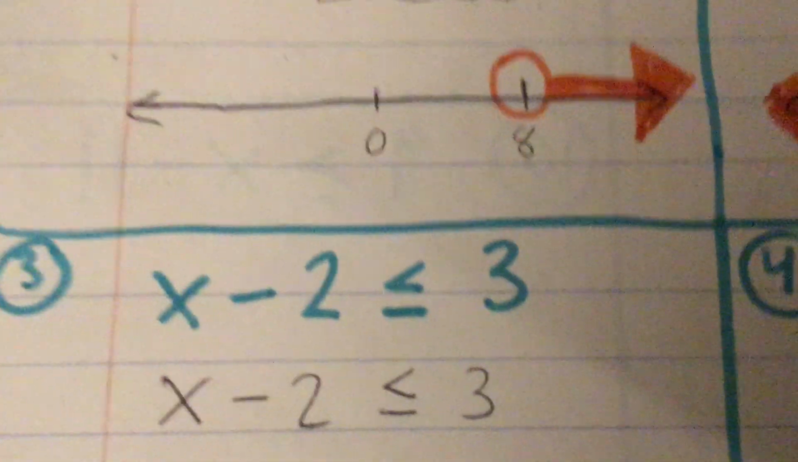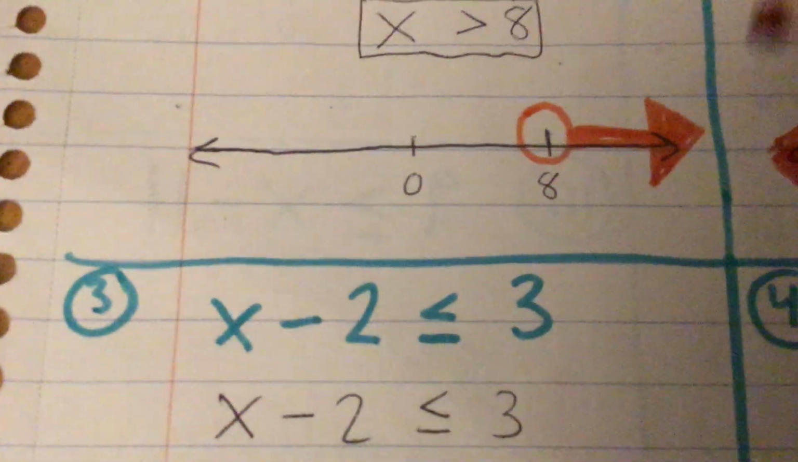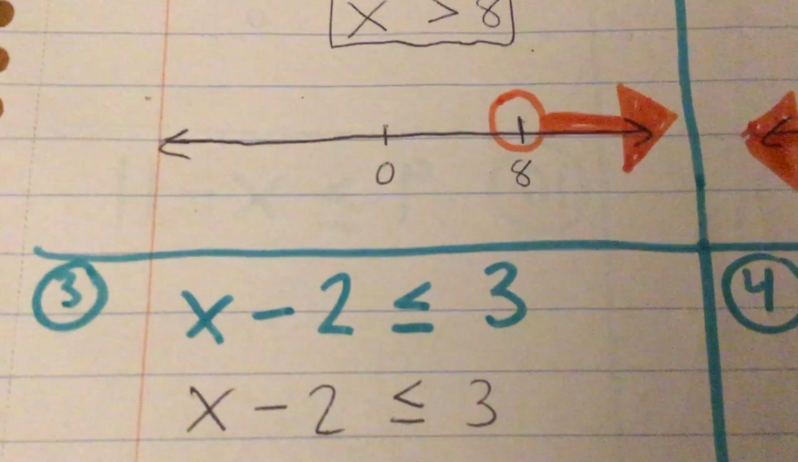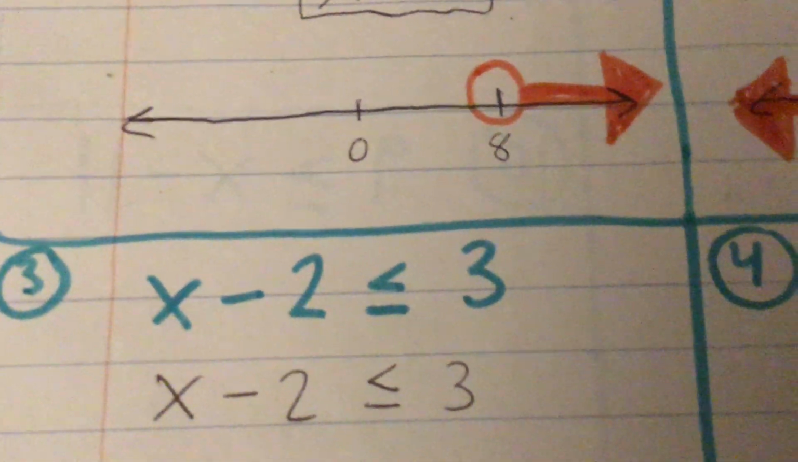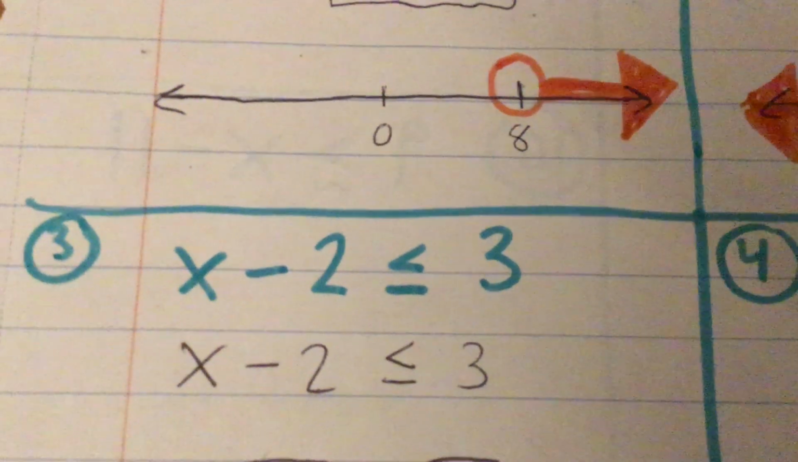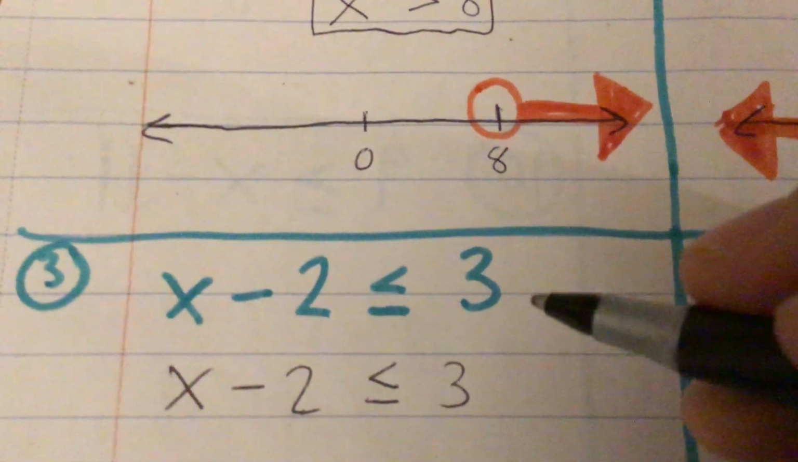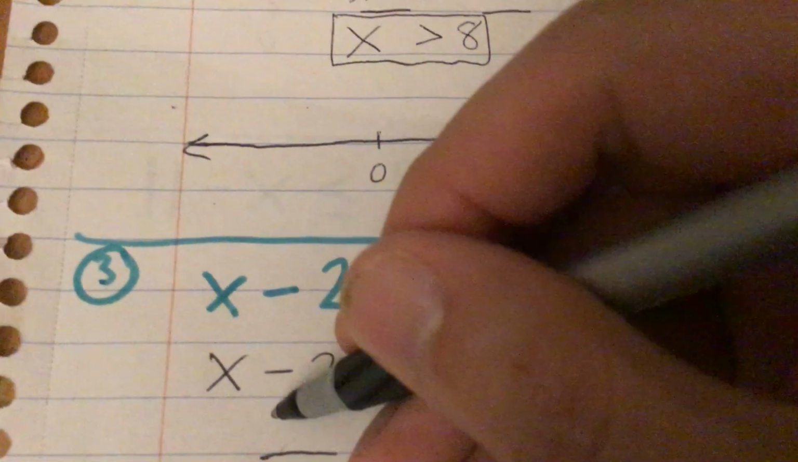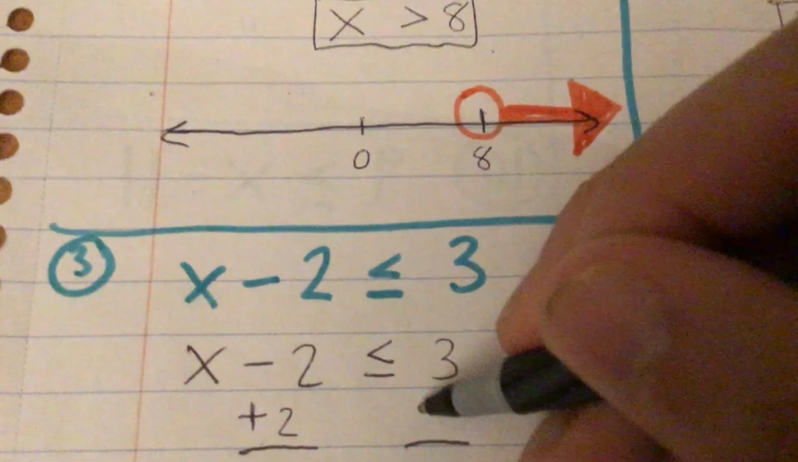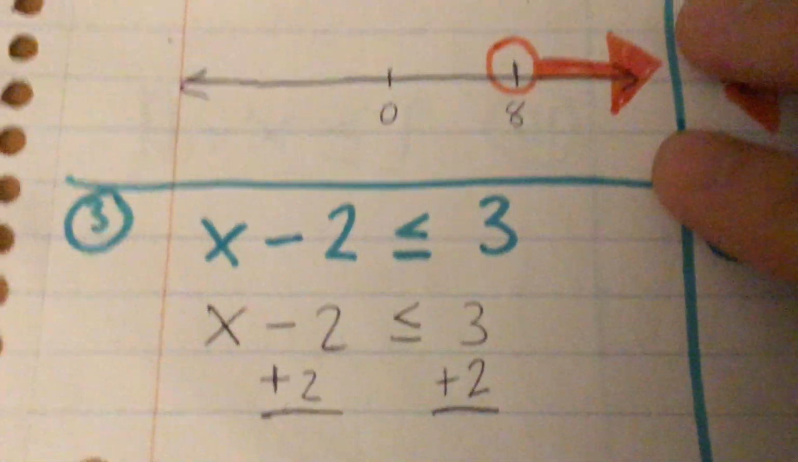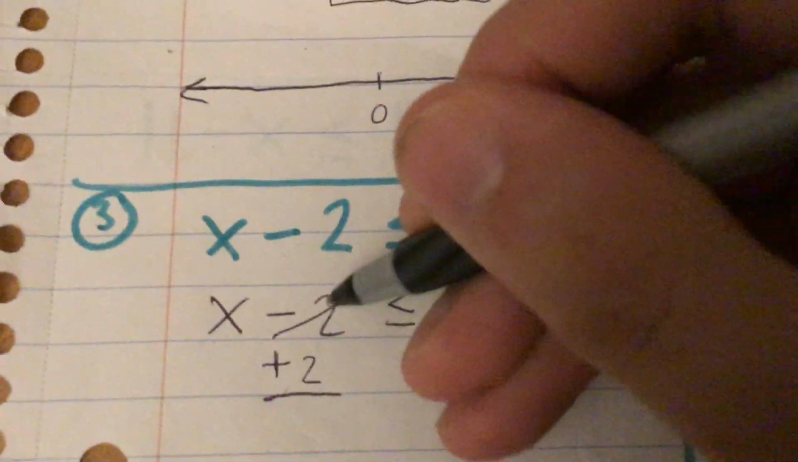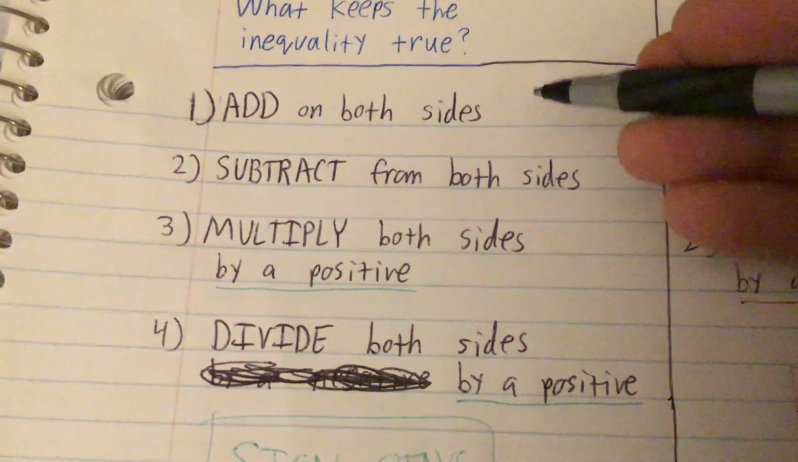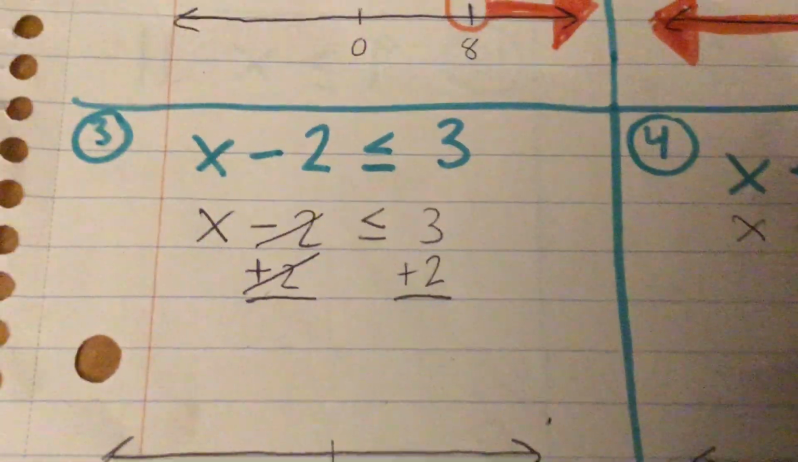Okay. x minus 2 is less than or equal to 3. So what do I need to do? If this was an equal sign problem, I would say x minus 2 equals 3, so I'm going to add 2 on both sides. Negative 2 plus 2 cancels out. Because I added 2 on both sides, that keeps the inequality statement the same. So I'm good. The sign stays the same.